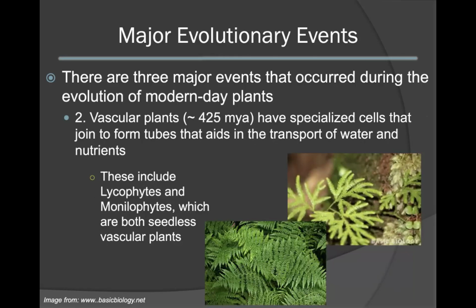Vascular plants made their appearance in the fossil record about 425 million years ago. These plants have specialized cells that join together to form tubes. These tubes aid in the transport of water and nutrients throughout the plant. These are represented by lycophytes and monilophytes, which are both considered to be seedless vascular plants.